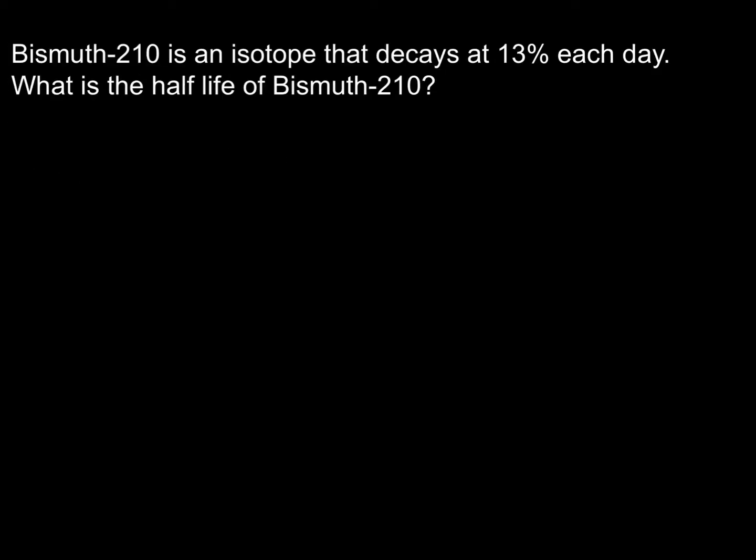All right, here we have bismuth-210 is an isotope that decays at 13% each day. We want to know, what is the half-life of bismuth-210? So I'm not going to say too much here, just that once again you can set up an equation knowing that it's decaying by 13% each day, and think about what it means to find the half-life. Okay?